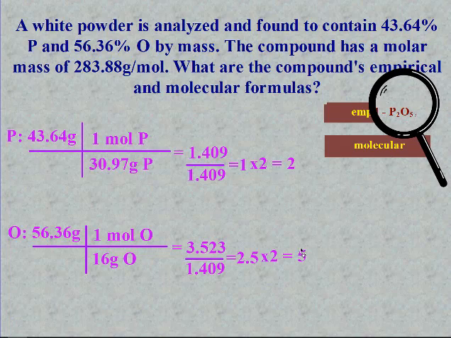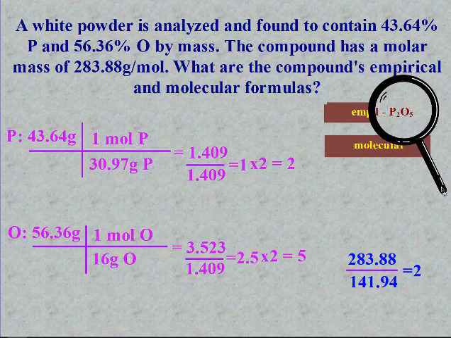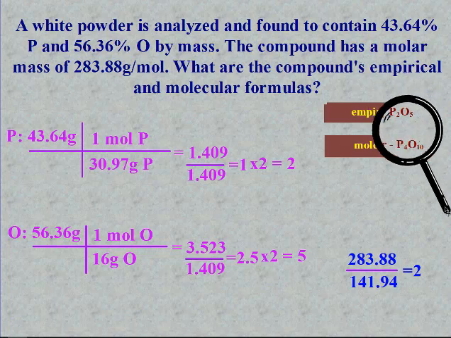So now we're going to do what we did a second ago on the first practice problem and find P2O5's molar mass, which comes out to 141.94. They told us the molecular molar mass was 283, so that's going to go on top. And dividing, we get 2. So our molecular formula must be twice as heavy, or P4O10.